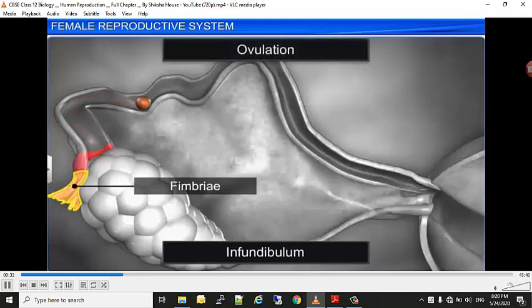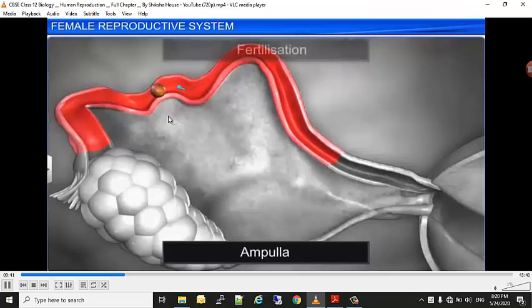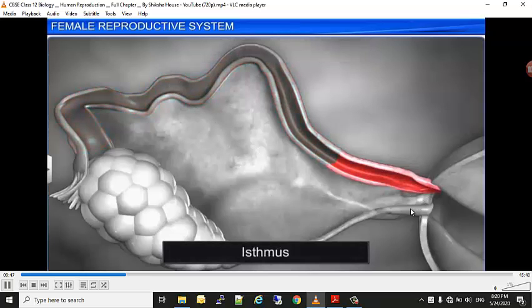The ampulla is the swollen and curved part behind the infundibulum. The fertilization of the ovum takes place in this place only. So in the ampulla only, fertilization takes place. This is a very important 1-mark question. Okay. The isthmus is a narrow and straight cavity and it joins the uterus.